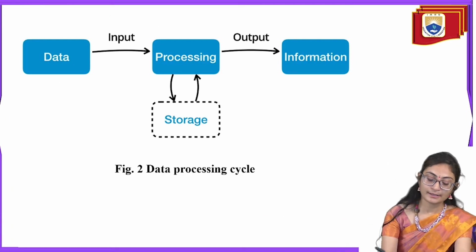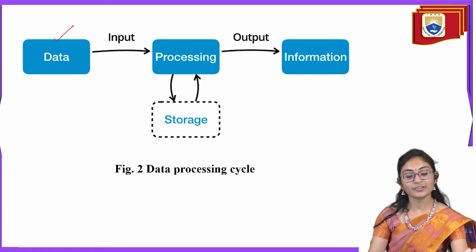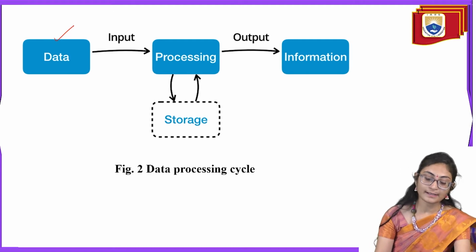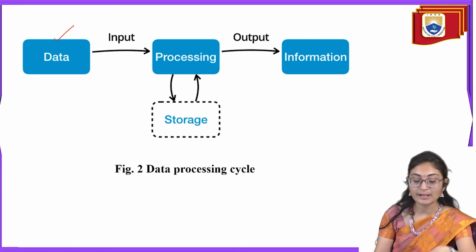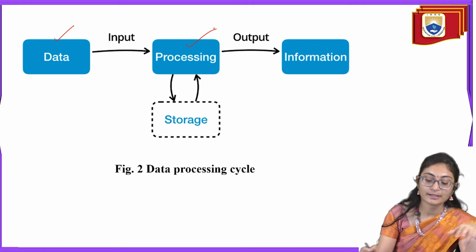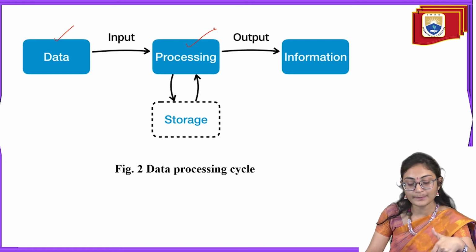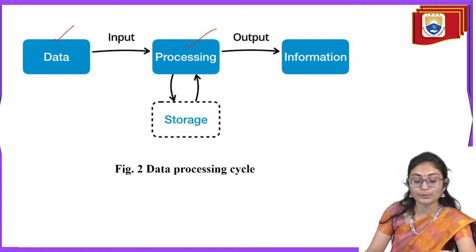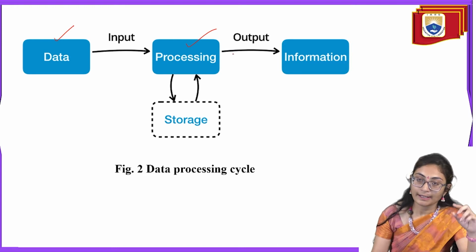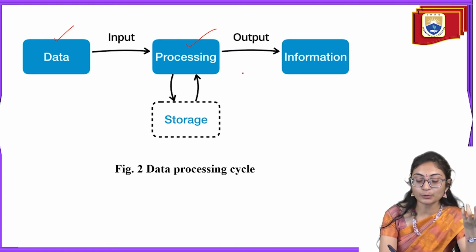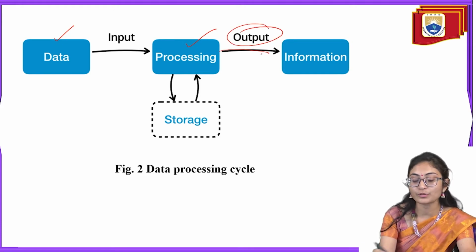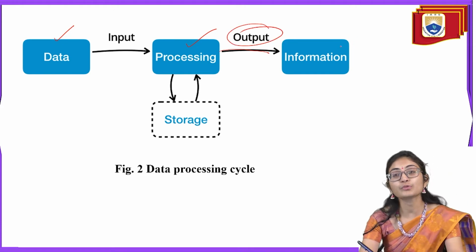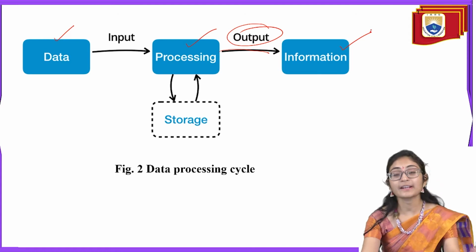Here it's a collection of data. Then we have given some input to the machine. That input has been accepted by the machine. After accepting, here it is the processing. After processing, it will convert into useful data. That is the output, and that output is our information.